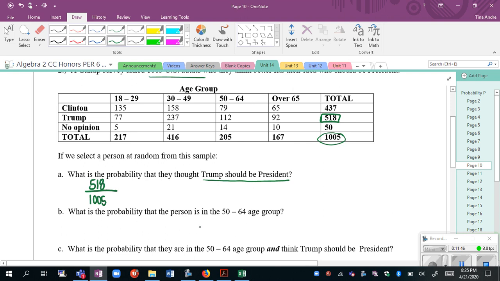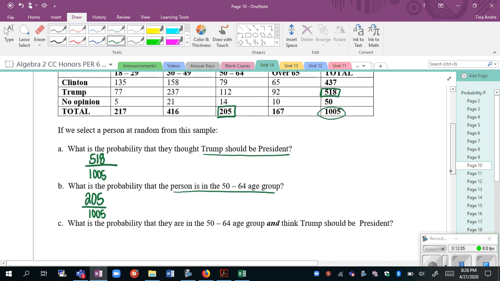Next one, what is the probability that the person is in the 50 to 64 age group? So again, out of all the people, what's the probability they're 50 to 64? So go to 50 to 64. There's 205 people.